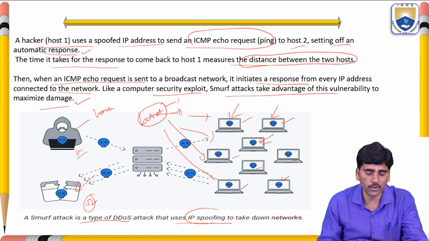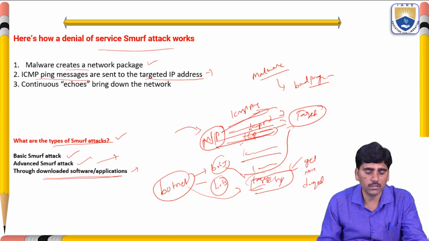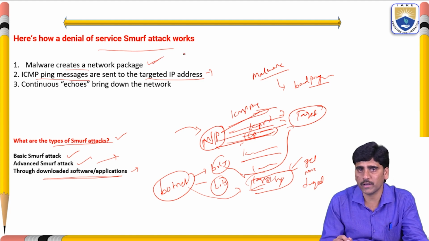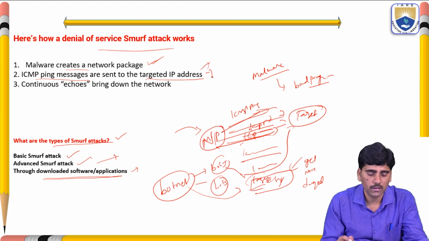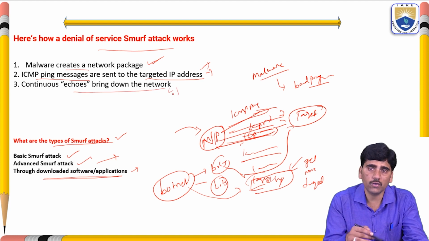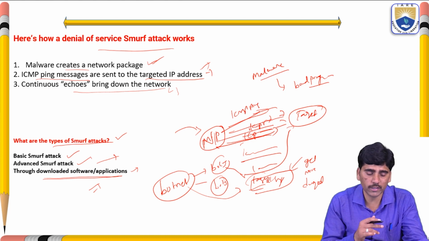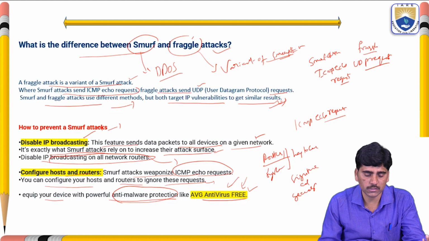Here is the working process of how the Smurf attack targets other network systems, and how the denial of service Smurf attack works. First, malware creates a network packet, and then sends ICMP ping messages to the targeted IP addresses, sending continuous echo requests or echo replies to bring down the network. And here are the types: basic Smurf attacks, advanced Smurf attacks, and attacks through downloaded software and applications.